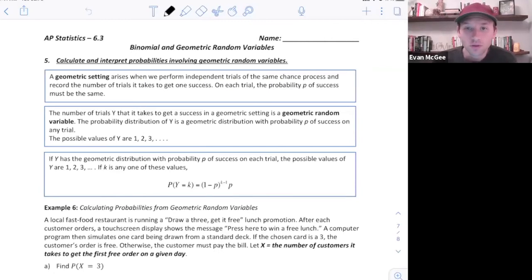This is the final 6.3 video. We're going to look at calculating and interpreting probabilities involving geometric random variables.